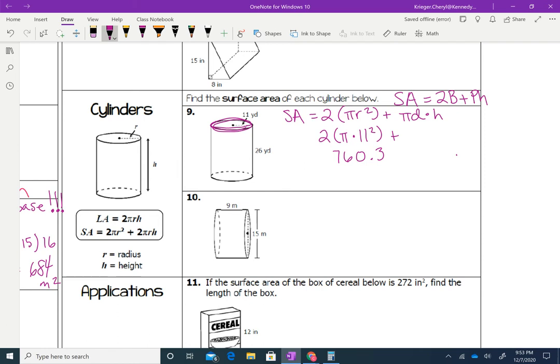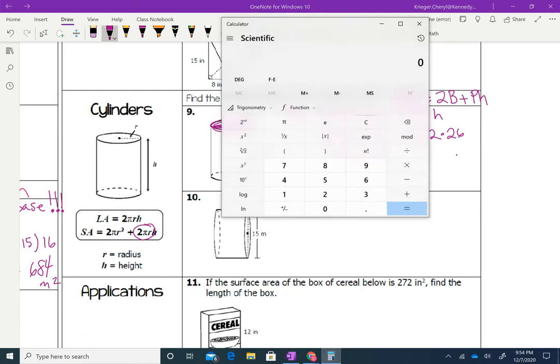Okay, plus the perimeter, 2 times pi times radius, or pi times diameter. So if my radius is 11, my diameter is 22. So pi times 22 times the height of the cylinder, which is 26. So 22 times pi times 26 is 1796.99. Okay, so I'm just going to round that to 1797.